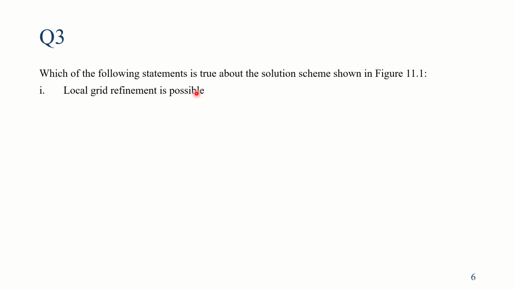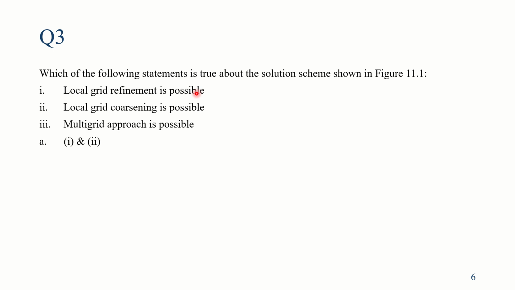First one, local grid refinement is possible. Second, local grid coarsening is possible. Third, multi-grid approach is possible. And the options are option A, 1 and 2; option B, 2 and 3; option C, 1 and 3; option D, 1, 2 and 3.